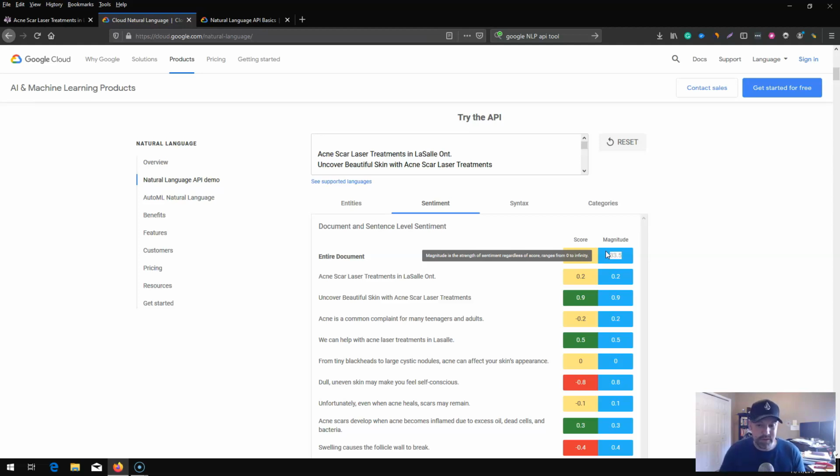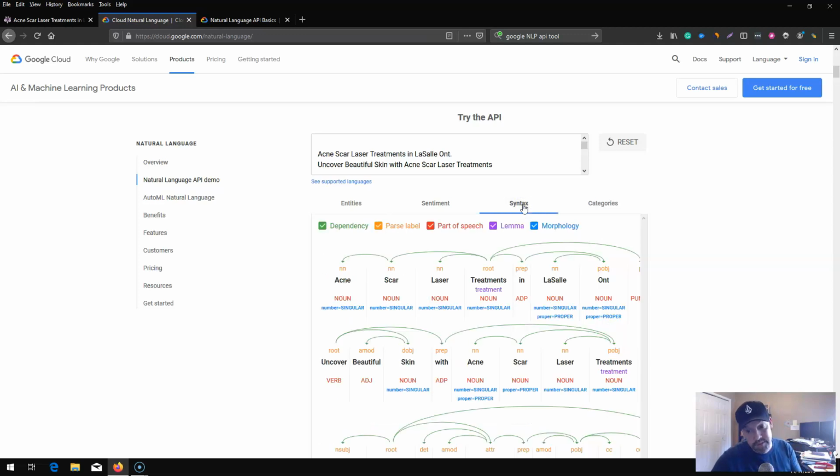So these are deep learning models. It's machine learning. It's coming into the 21st century of voice assistants and just sort of knowing, oh, did you mean this or did you mean that? And essentially how somebody's copy feels about that topic. So let's continue on. The next tab here is syntax.